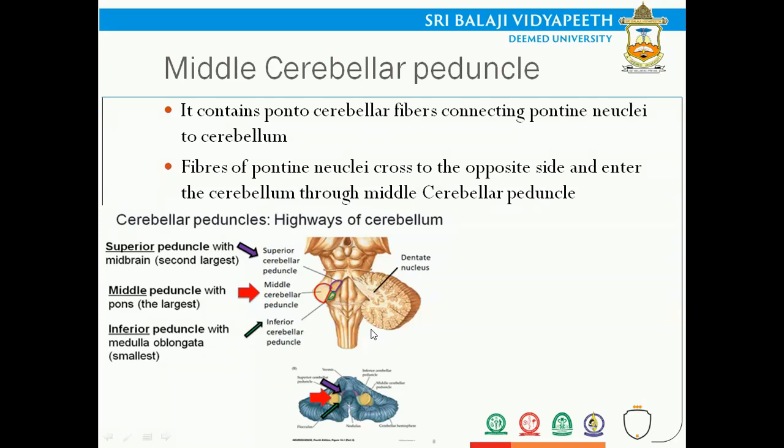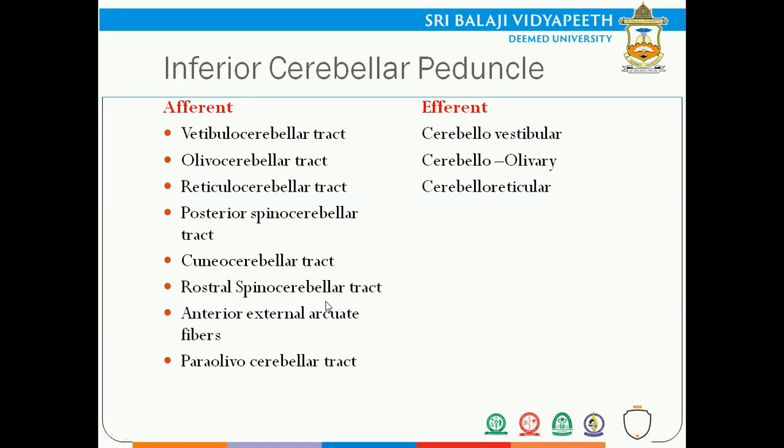Coming to the middle cerebellar peduncle, what are all the fibers that are going to pass through this? The pontocerebellar fibers, because you know that the middle cerebellar peduncle is the tissue that joins the pons with the cerebellum. The superior cerebellar peduncle joins the cerebellum with the midbrain. Now the middle cerebellar peduncle joins the cerebellum with the pons. Hence, it carries the pontocerebellar fibers connecting the pontine nuclei to the cerebellum. The fibers of the pontine nuclei cross to the opposite side and enter the cerebellum through the cerebellar peduncle. The middle cerebellar peduncle is also considered the largest peduncle when compared to the superior and the inferior cerebellar peduncles.